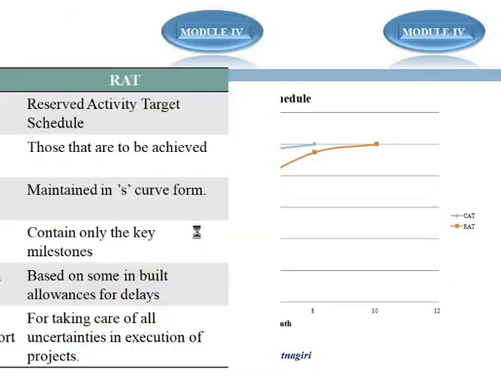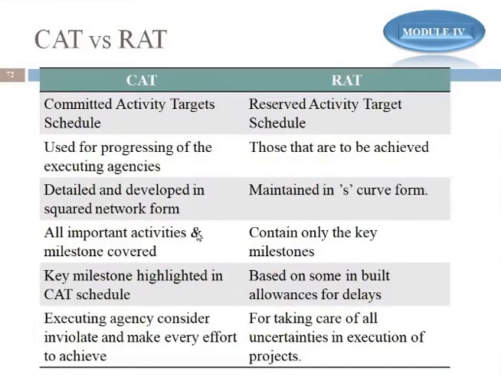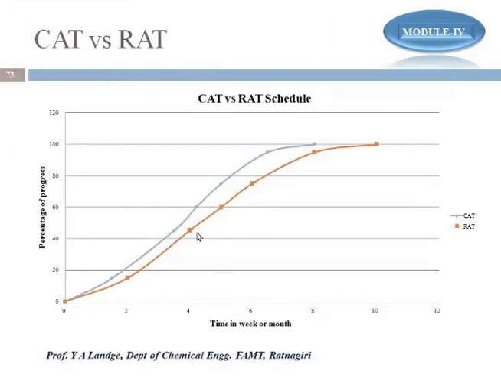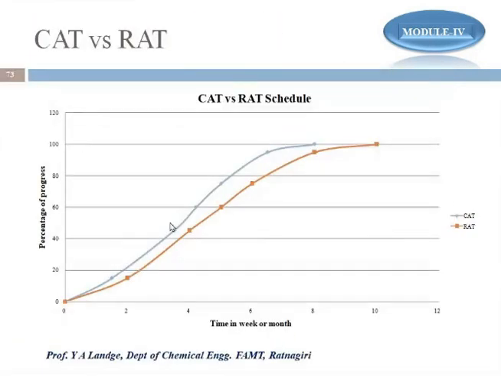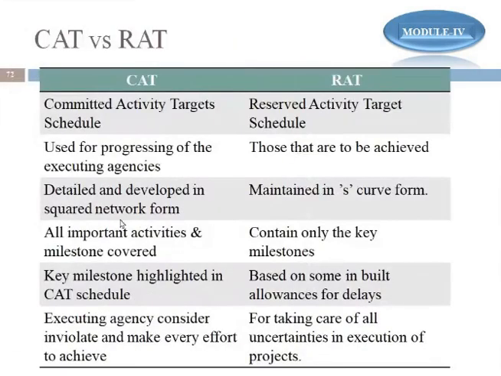In a project, you have to take care that all the activities are completed as per our commitment, as per our scheduling. Okay, so this is very important. In this one, we always put in all the activities, all the tasks. And when we are plotting this RAT, the time graph, we always take the milestones of it. This is one milestone, second, third, and here we put all the activities which are needed. So here it is said all the important activities and milestones are covered. Here only the key milestones are covered, highlighted in the CAT schedule.